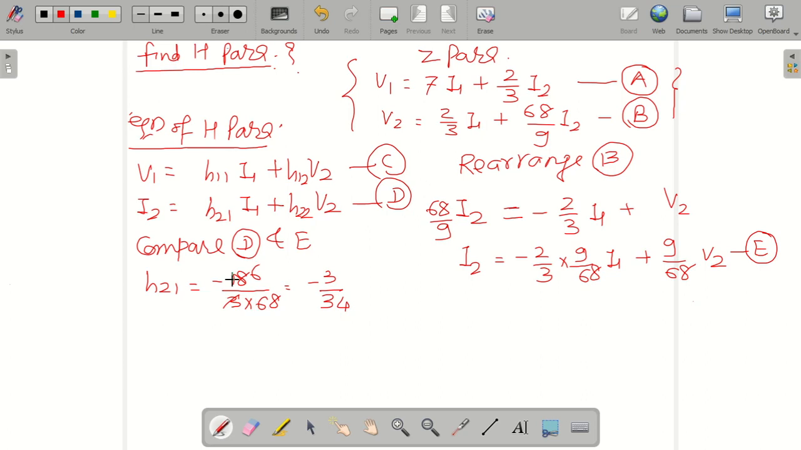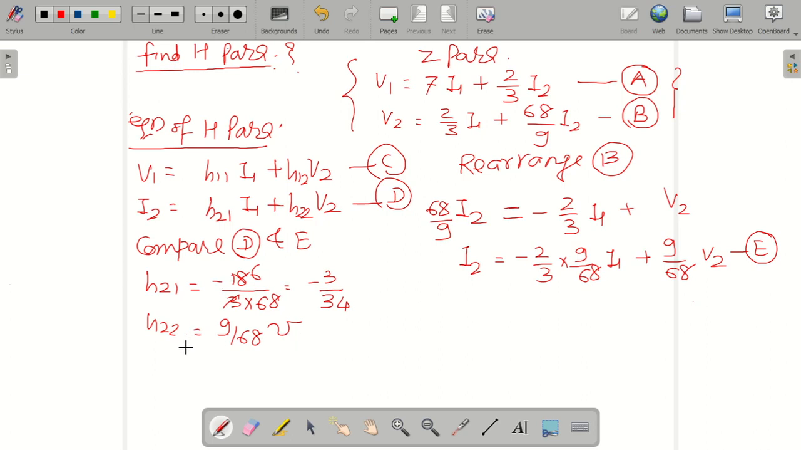Okay, next, this H22 equal to what? This H22 equal to 9 by 68. Okay, now what is the value of H21? यूनिट क्या होगी I2 upon I1, no unit. H22 equal to I2 upon V2, क्या होगा मो. देखो क्लियर. So I got these two values.